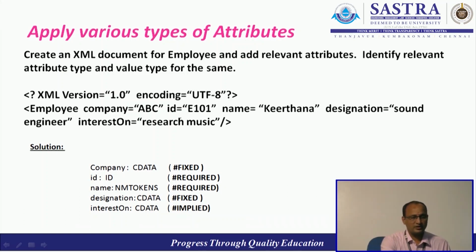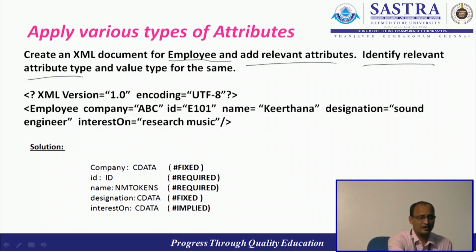adding the possible attributes for an element and defining the various types of attributes. In this example, we need to create an XML document for an employee and add relevant attributes for it, and also identify relevant attribute types and value types for the element employee. Here I have given a small example XML document for employee.